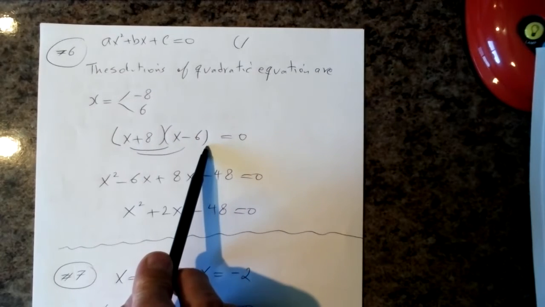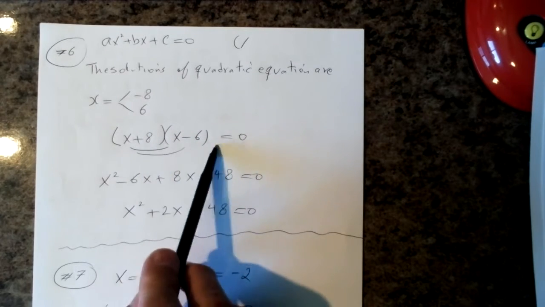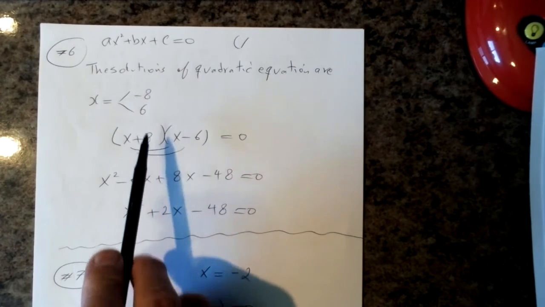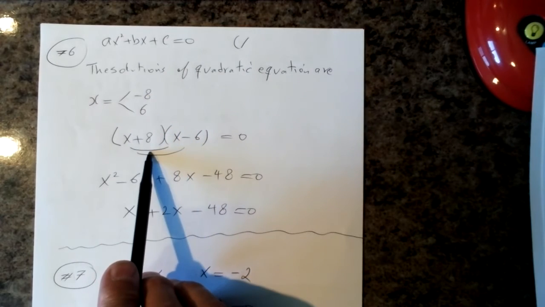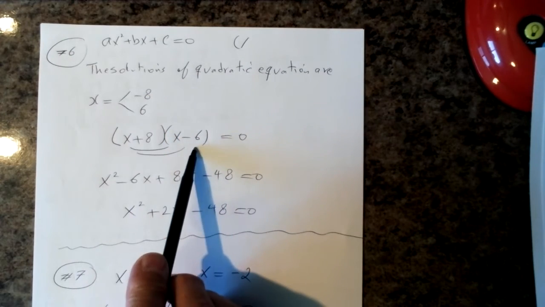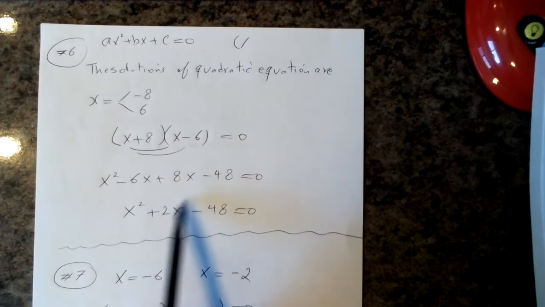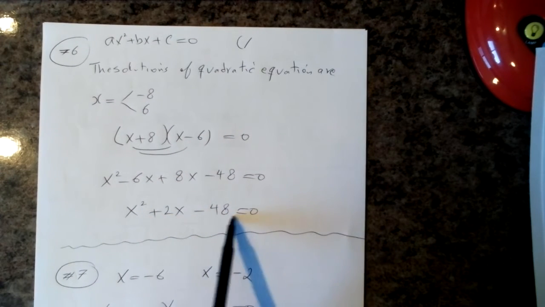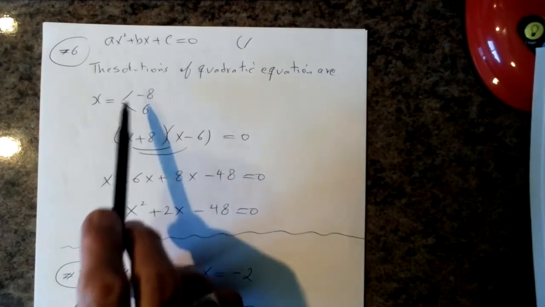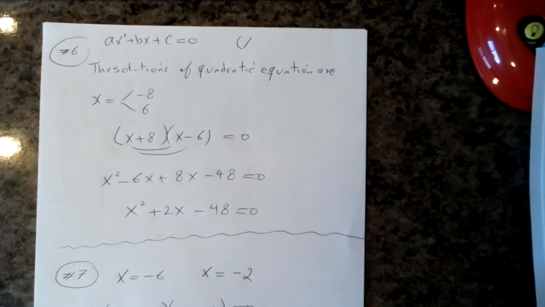You open two parentheses, multiply, equal to 0. In the parentheses, you put the opposite sign. Like if you have -8, you put +8. If you have 6, you put negative 6. When you multiply these two and simplify, this is the general equation. So this equation, if you use the quadratic formula, would give you these two answers. So you do it backward.